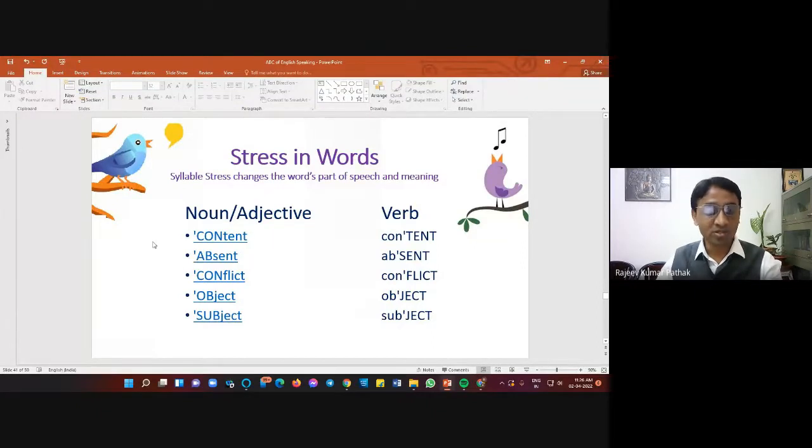जैसे हम कंटेंट बोलते हैं तो ये एडजेक्टिव हो गया या नाउन हो गया. कंटेंट में जैसे सब्जेक्ट मैटर होता है, जैसे कंटेंट एडिट करते हैं हम लोग, जो लिखा हुआ मिलता है, दैट इज कंटेंट. कुछ भी सब्जेक्ट मैटर है, दैट इज नोन एज कंटेंट.